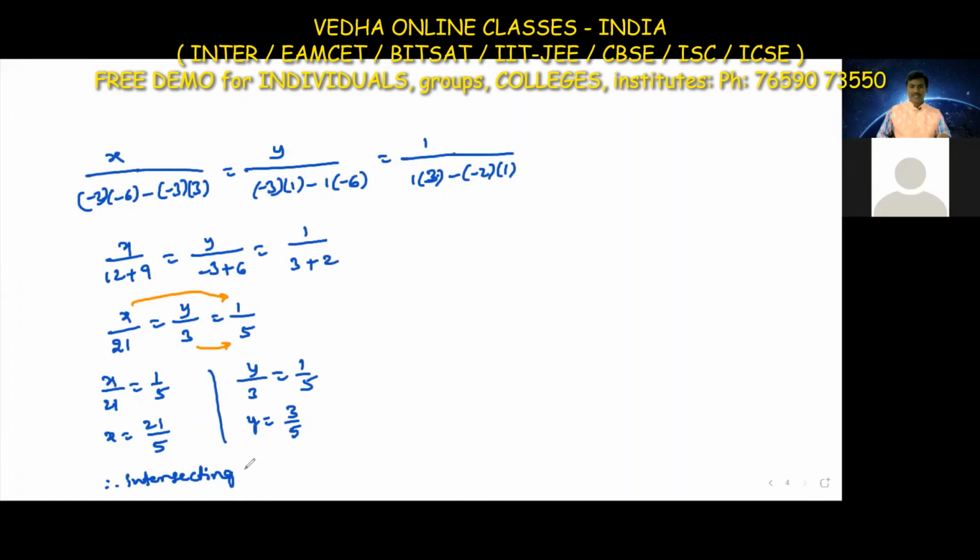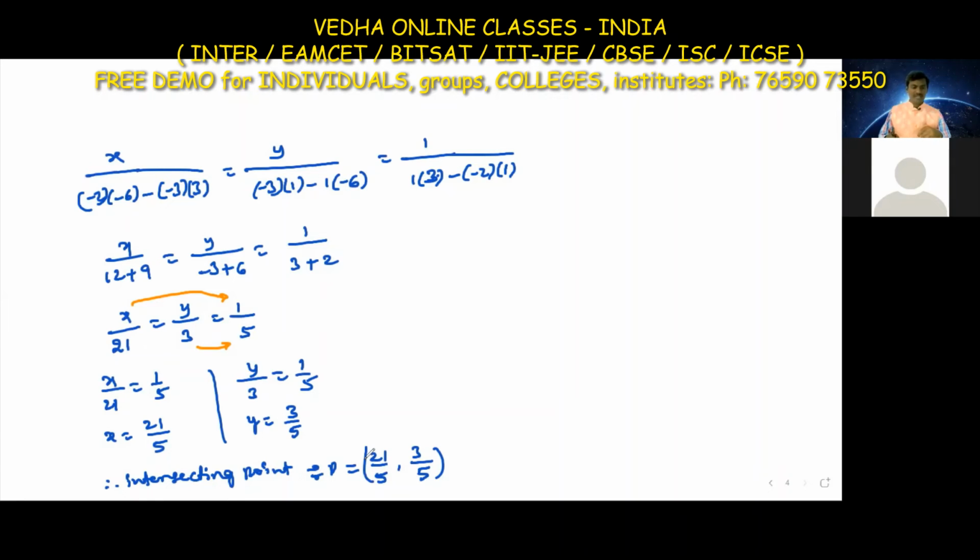Therefore, the intersecting point is P of some number. So, the intersecting point P is equal to (21/5, 3/5). So this is the intersecting point.